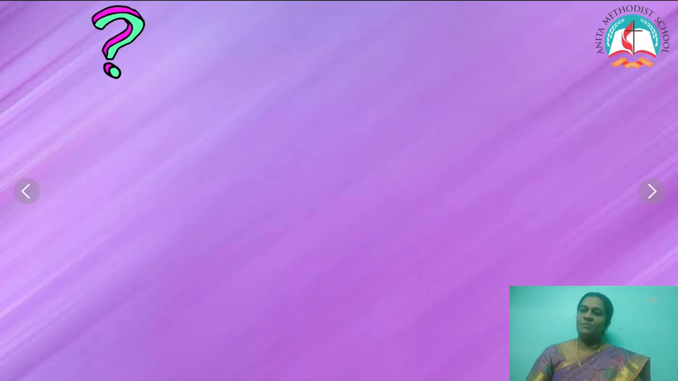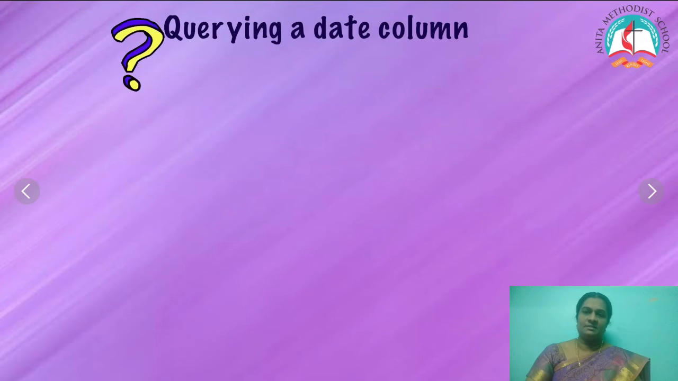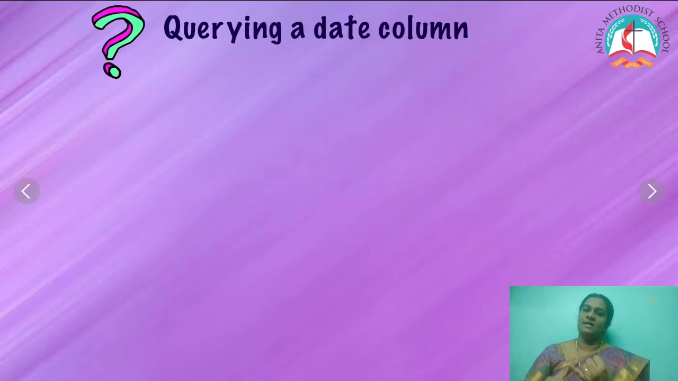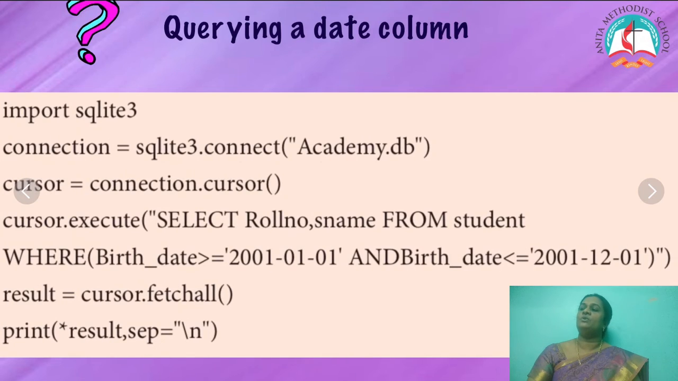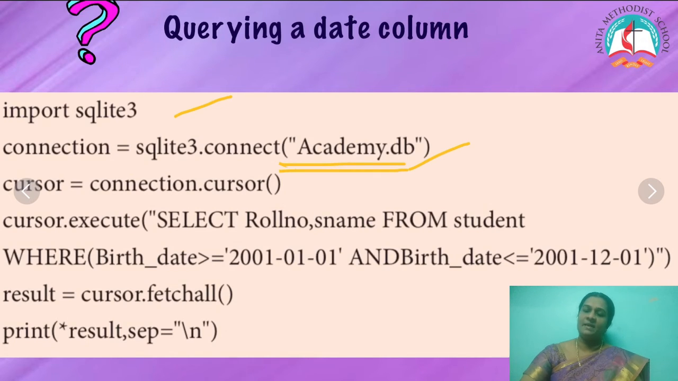And the last one. What was the last topic? Querying a date. Normally, what date format does a computer accept? Yes, it accepts month, date, year. Good. Now we are going to see a program on how to query a date column. The other things remain the same. Import SQLite, Academy. Why are we using Academy? Because Academy is the place where the whole database is stored.